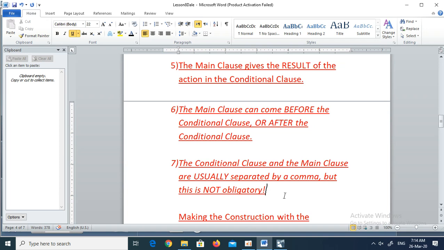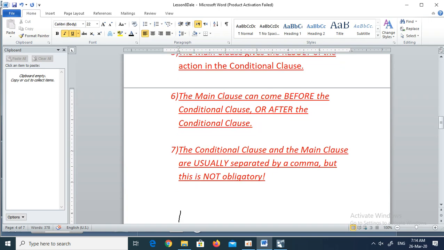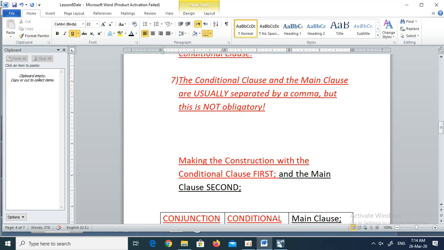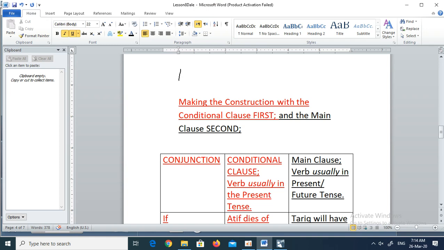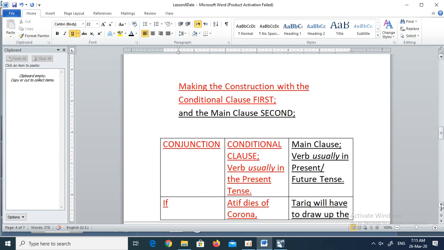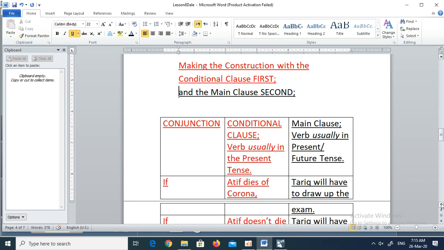Okay, this all seems very long and complicated, but we make it much easier when we do it in the boxes. Remember what I said? We can make the construction with the conditional clause first and the main clause second. So if we do it that way, there are three boxes to the construction. We start with the conjunction, which introduces the conditional clause. We go to the conditional clause, which is the clause that gives you the reason. And then we go to the main clause, the clause that gives you the result.